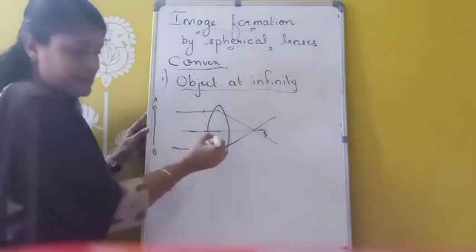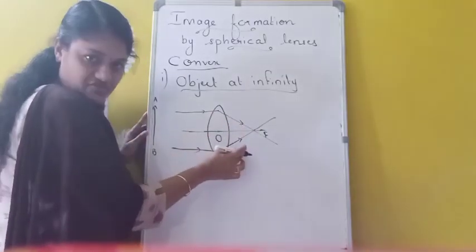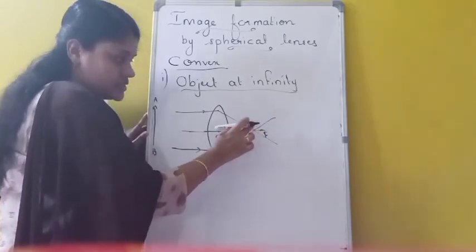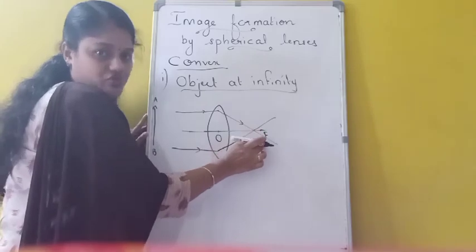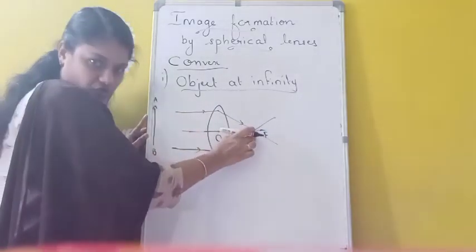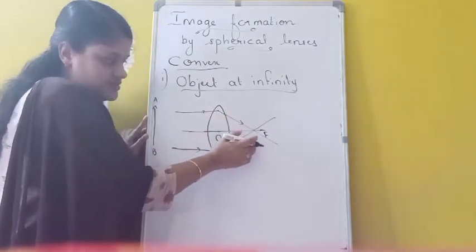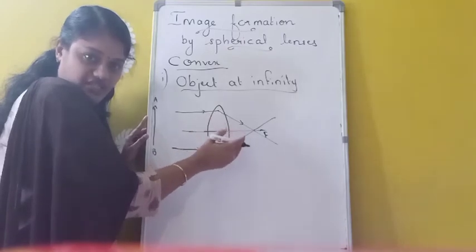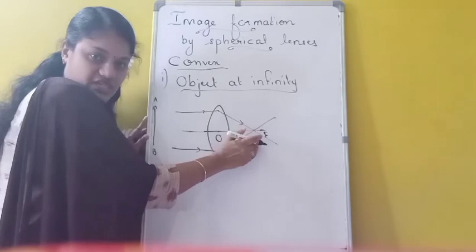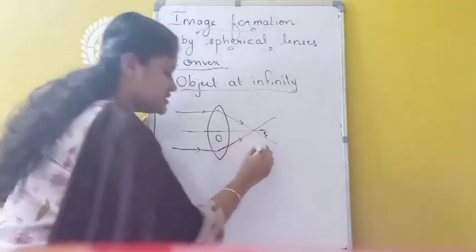So we are getting the image at which point now? At focus. Because the light rays after refraction are meeting at a point called the focus on the principal axis. So when our object is at infinity, we are getting the image at focus, and here light rays are actually meeting. That means it is a real image. So whenever the light rays after refraction are actually meeting, it is called a real image. And whenever we are getting a real image, it is inverted also.